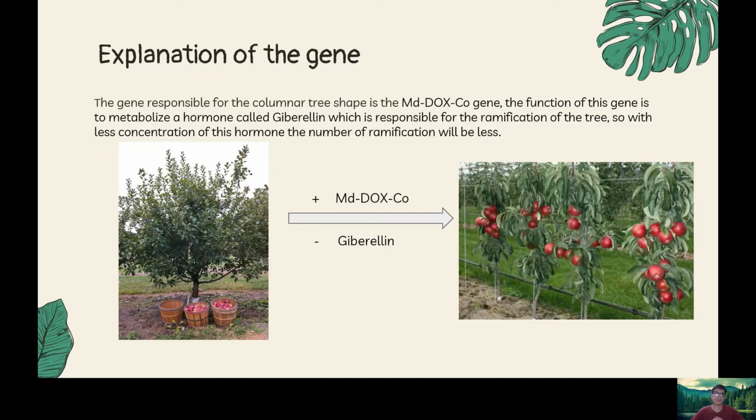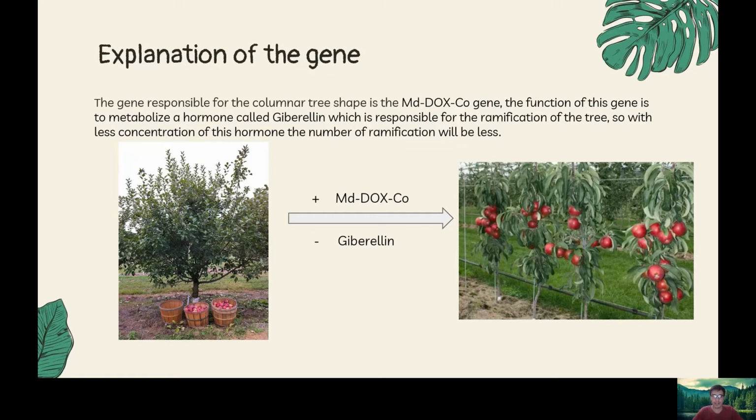The MD-DOX-CoA gene produces a chemical compound that metabolizes the gibberellin, and so we can produce the columnar tree shapes. So when we overexpress the MD-DOX-CoA gene, the concentration of gibberellin in the plants will be less, and so we can produce this particular shape of the tree.